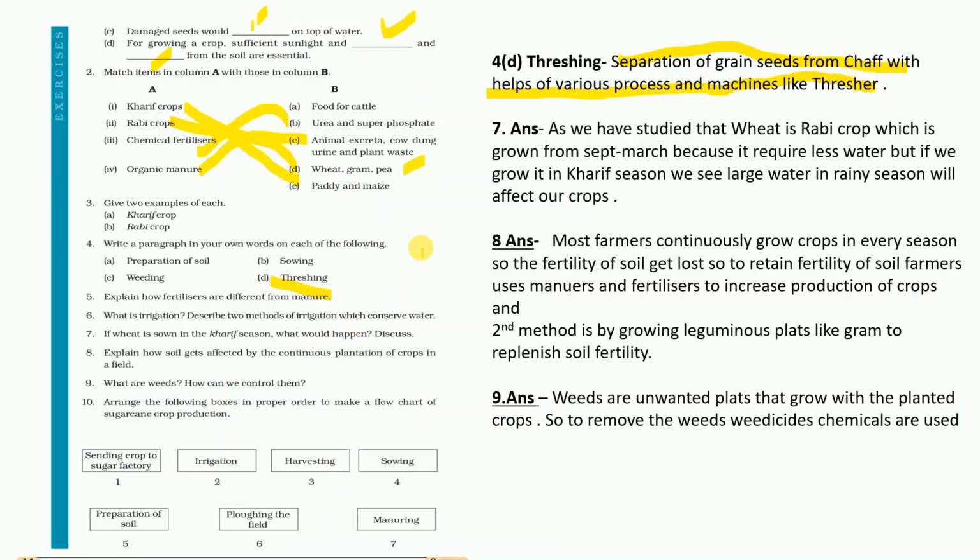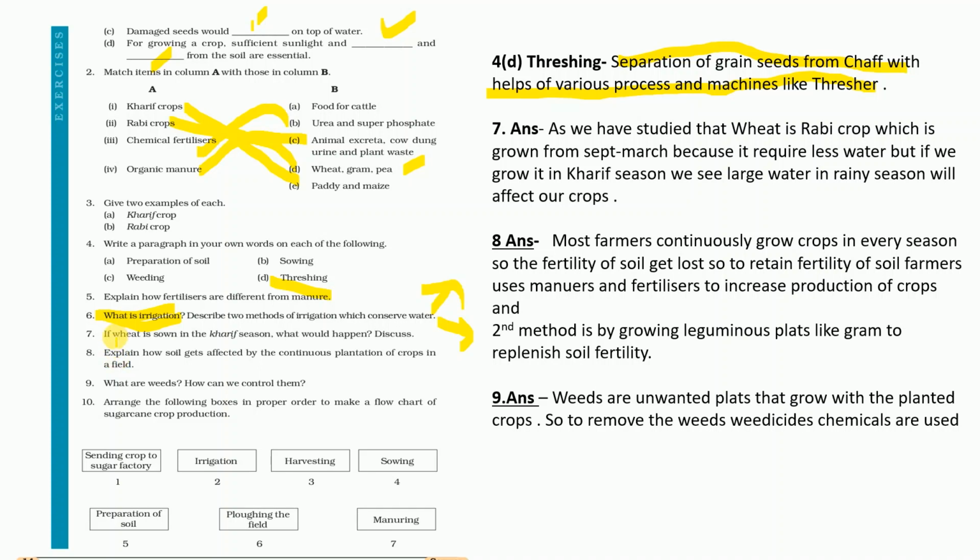Now, what are the irrigation facilities? Describe 2 methods of irrigation to conserve water. Irrigation means giving water to the plants for their healthy growth, and the 2 methods we have discussed, there was a diagram, are the drip irrigation system and the sprinkler irrigation system. Both are advanced methods of irrigation and they conserve water.